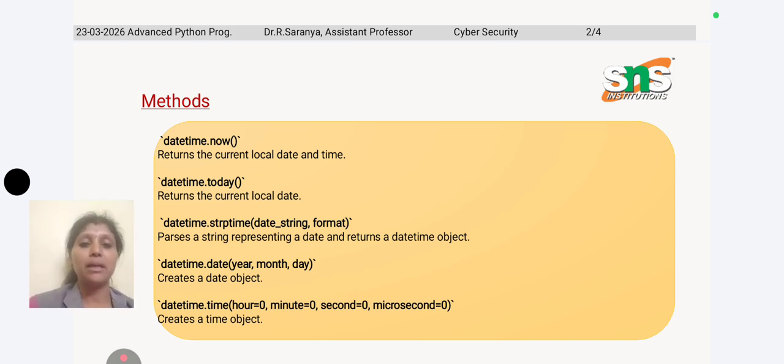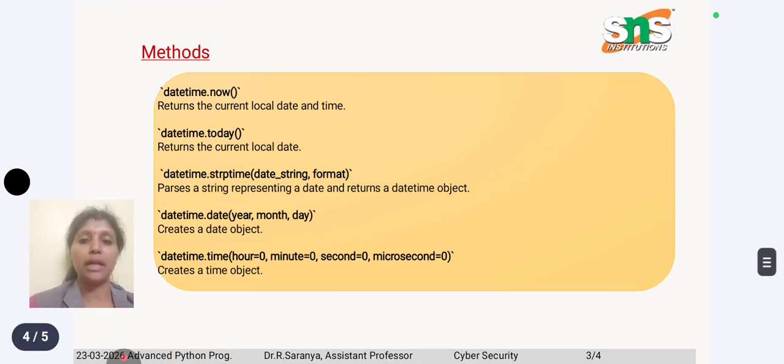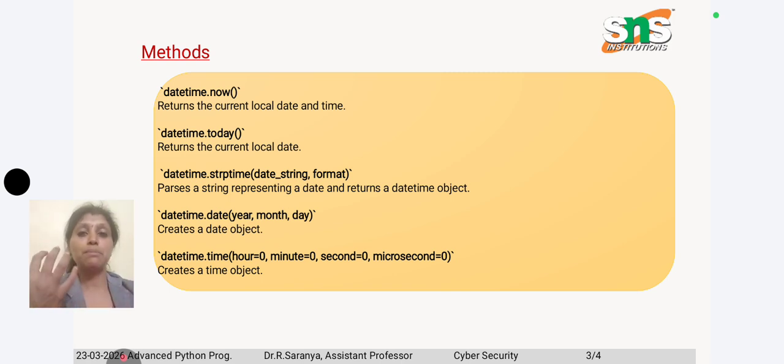Then datetime.date(year, month, day): we have to specify in this format if you are in need of it, so that we can create a date object. Datetime.time is going to take the hour, minutes, seconds and then microseconds, so it's going to create the time object. So if you want to display the date and time in a specific manner in each and every application, we can use these methods in order to project it in an effective way.